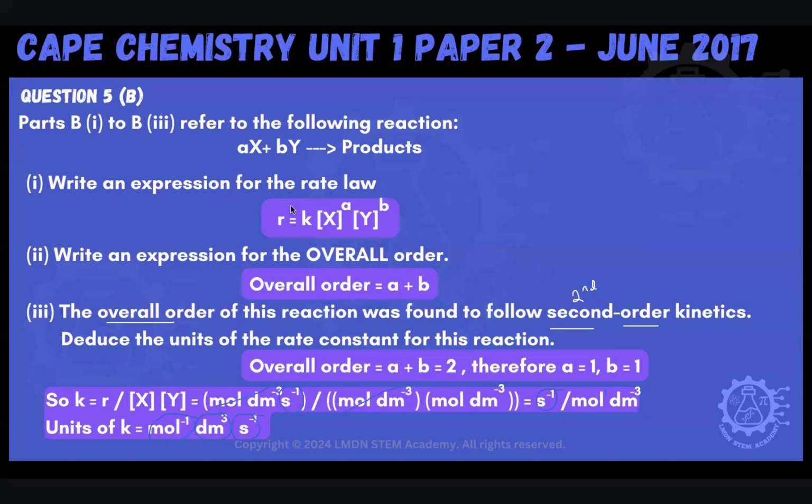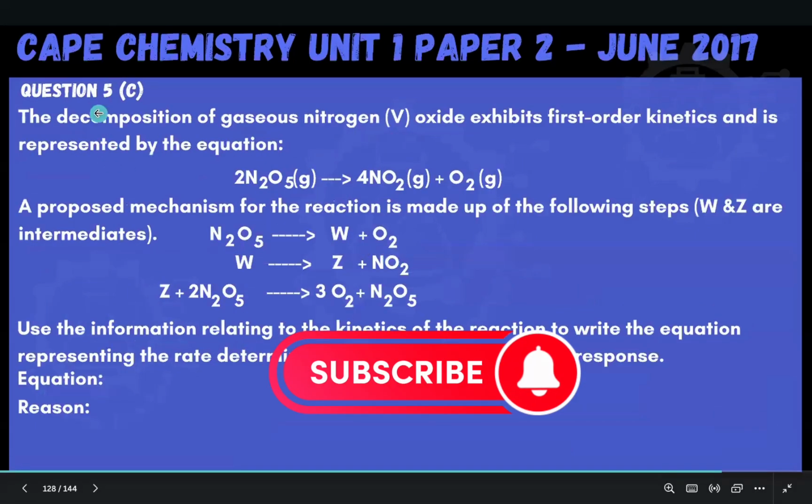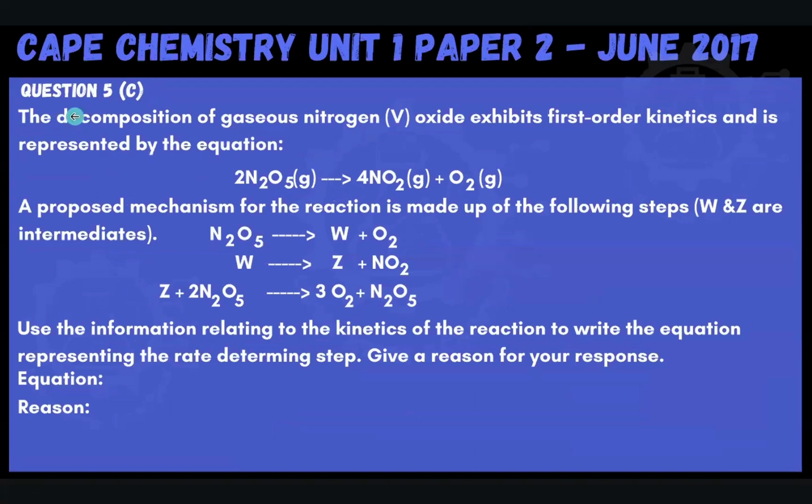Okay? All right. So moving right along, let's clear this. And moving right along, so question 5C. 5C says the decomposition of gaseous nitrogen 5 oxide exhibits first order kinetics and is represented by the equation, and they give you 2 moles of nitrogen 5 oxide in the gaseous form getting decomposed to 4 moles of nitrogen dioxide gas and a mole of oxygen gas. And let's just summarize the first statement here.